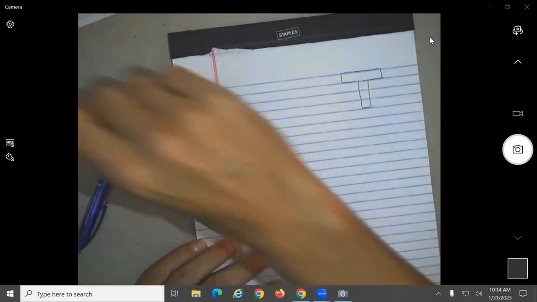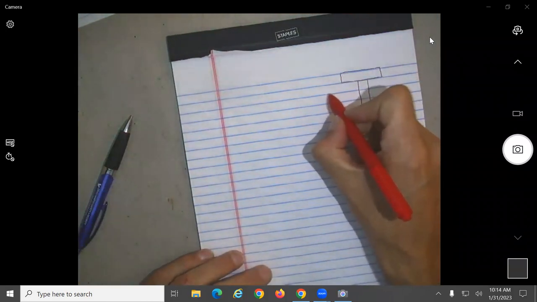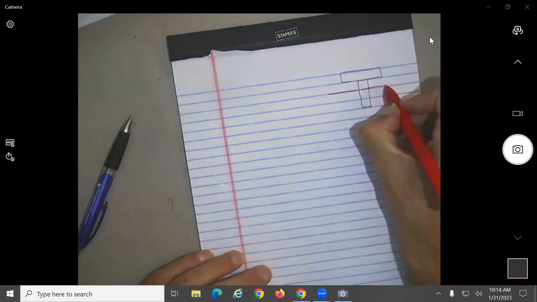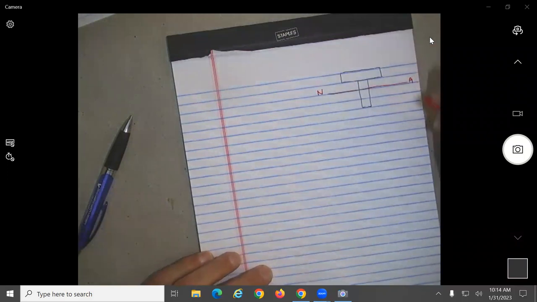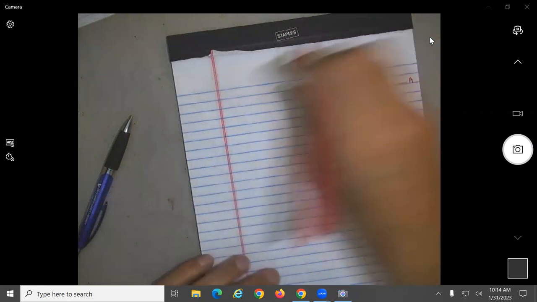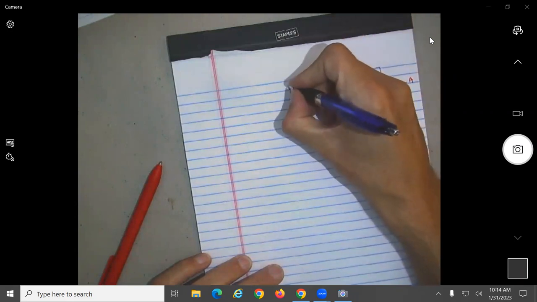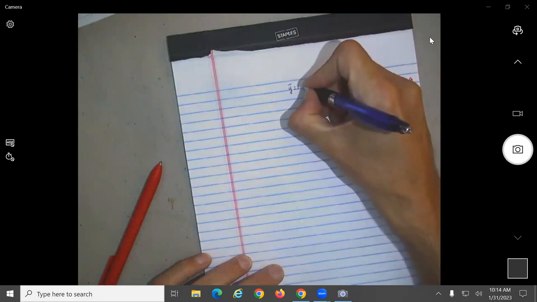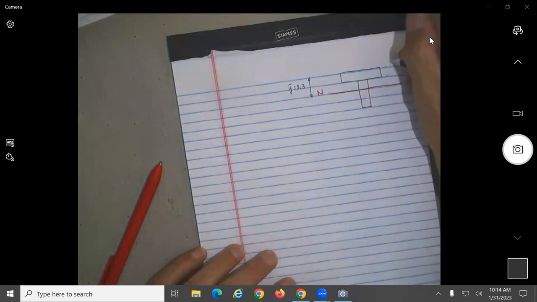So this is our cross section. Now I know I do it randomly. It doesn't matter the location, okay? I do it anywhere. Obviously, nothing is to scale. This is the neutral axis. And from the neutral axis, what do we know? We know that this distance over here is 0.3.